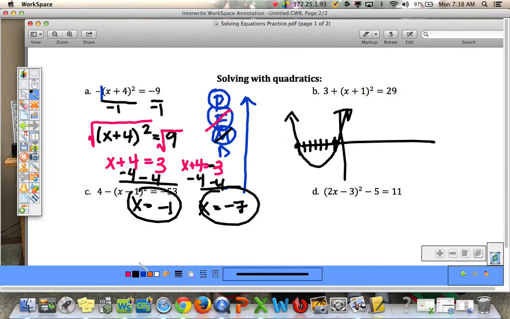We can plug back in and check our answer. So let's try -1 first. So let's say x is -1. -1 plus 4 is 3. 3 squared is 9, and 9 times -1 is -9, so this works. Let's try this guy, -7. -7 plus 4 is -3. -3 squared is 9. 9 times -1 is -9. So both of these answers work.